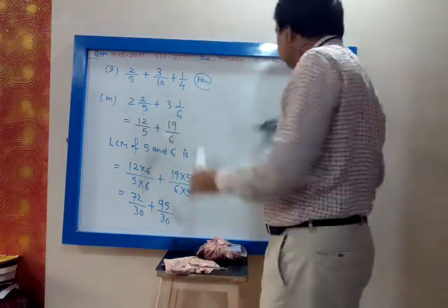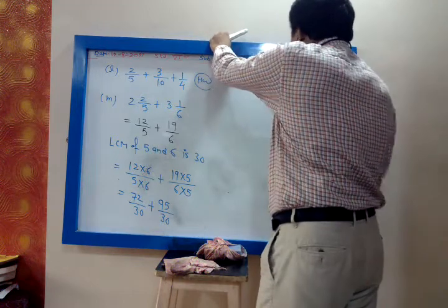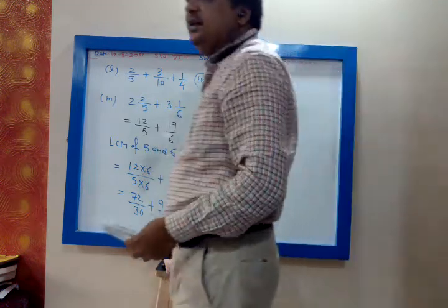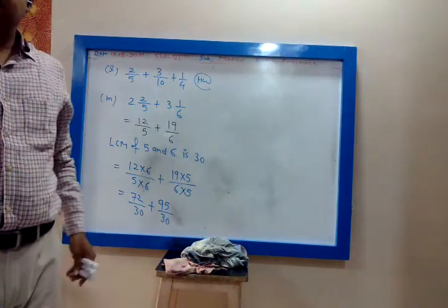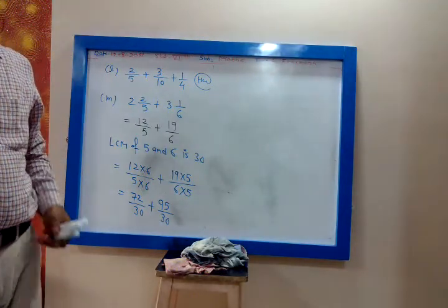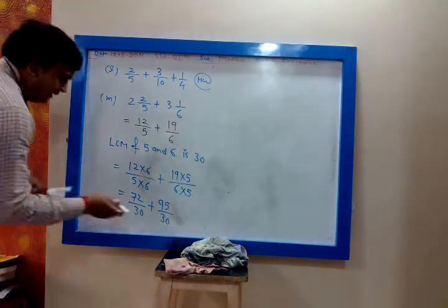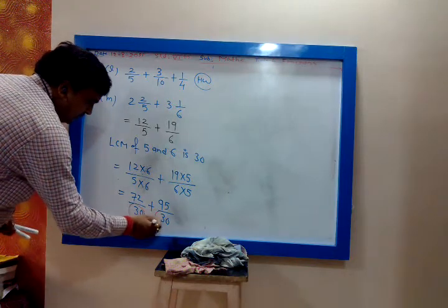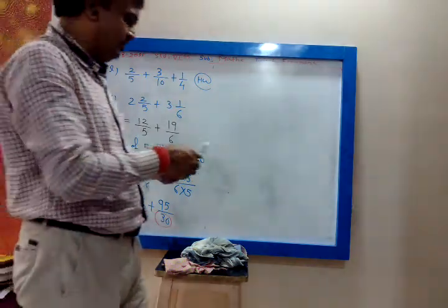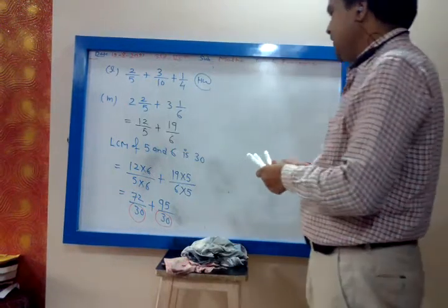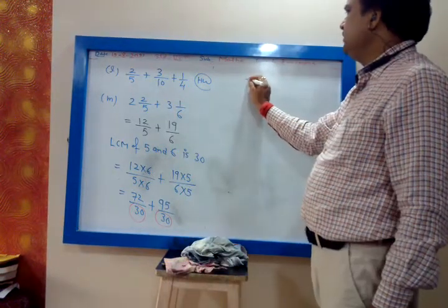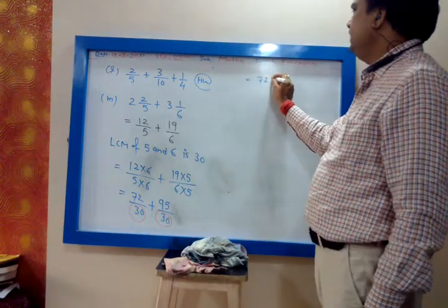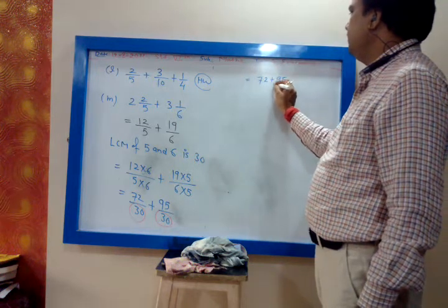Denominators are equal. So when denominators are equal, you have to simplify the numerator. This is 30, 30. Now they are equal. So 72 plus 95 upon 30.